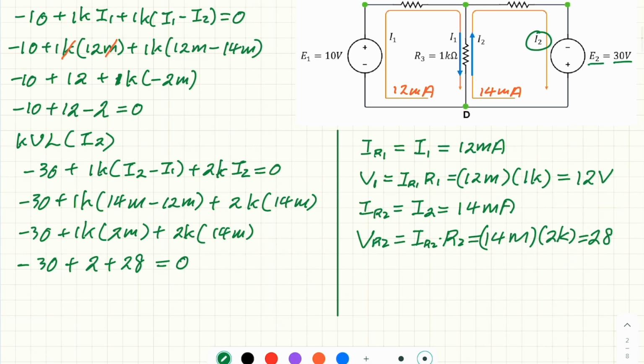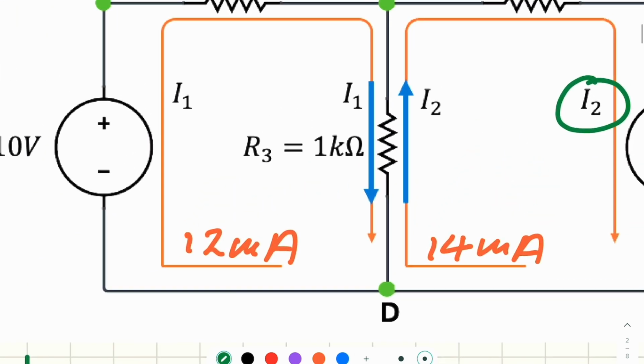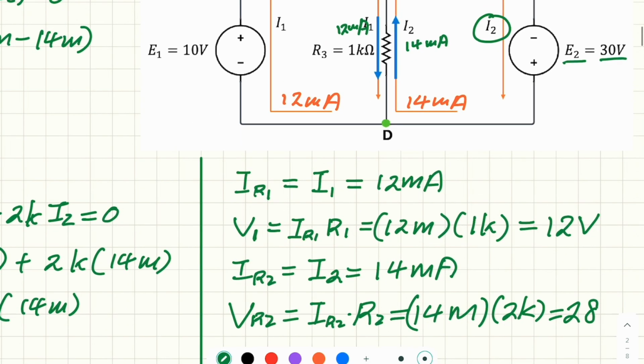Now let's look at the current passing through R3. Remember, there are two mesh currents passing through R3, I1 and I2. I1 is 12 milliamp, and I2, which is opposite, is 14 milliamp. So the effect is the real current is 2 milliamp, but we have to remember the direction. The direction is from the bottom to the top. It means from D to B. So let's put it down here.